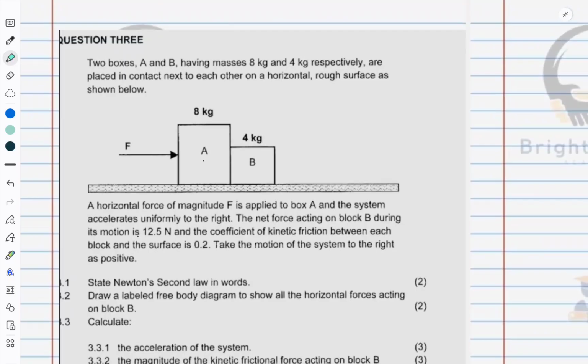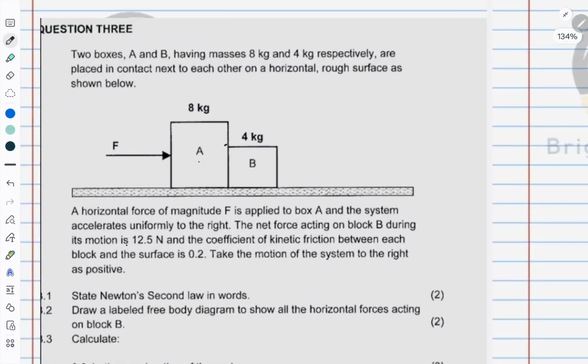Now if you take a look, this is contrary to what we used to, where we have two boxes and then they are connected via a string. In this case, they're not, they're just touching each other. So this means we must pay special attention to this interface here where they touch each other, right? But we'll get to that in a minute. For now, let's just read the instruction.